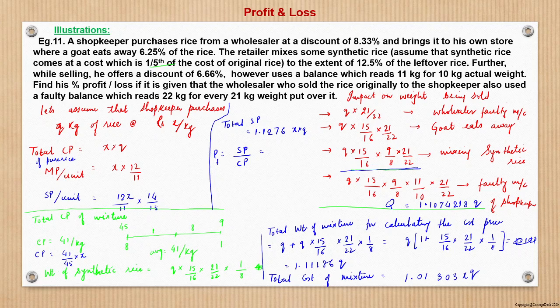x q will get cancelled. So here it is coming as 1.1130. So we can say that percentage profit is nothing but 11.30% of profit. This is the answer to this question.